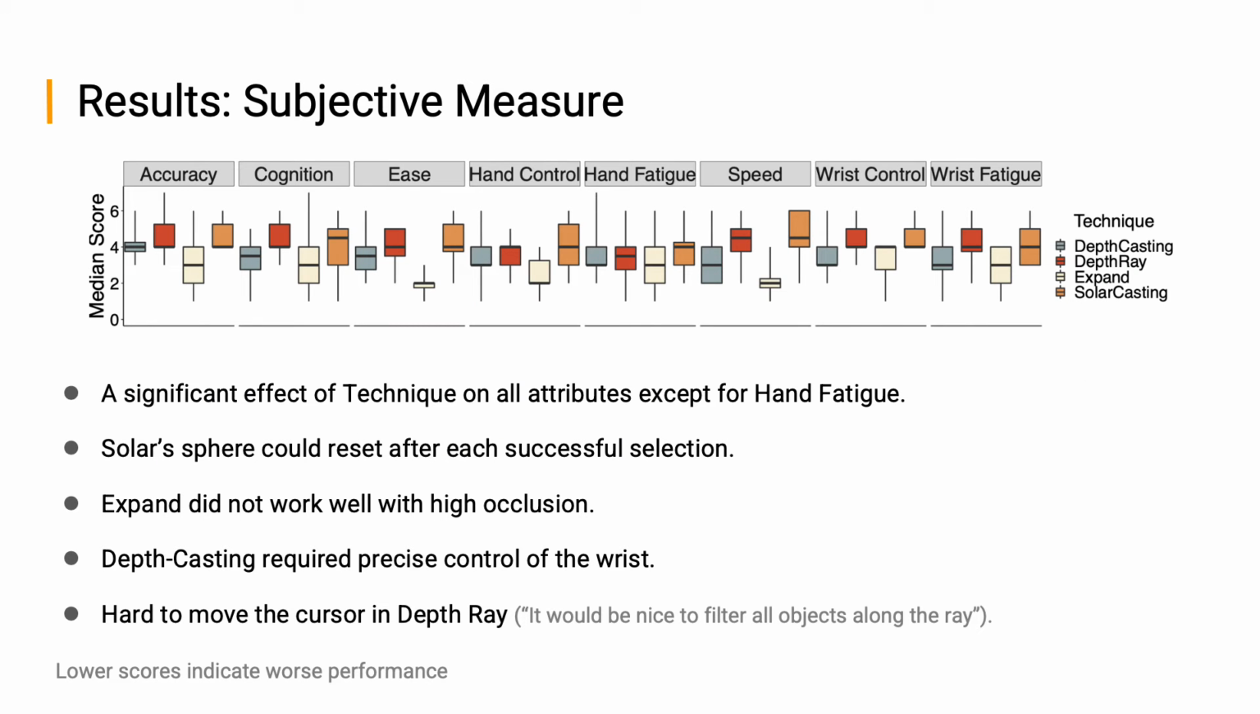Lastly, when we looked at the subjective measure, we found a significant effect of technique on all attributes except for hand fatigue. Participants found solar casting significantly easier and faster to use, and had better accuracy, hand, and wrist control than expand. They also reported that solar spheres should reset after each successful selection, and expand did not work well with high occlusion because they had to try every cluster. They also reported that depth casting required precise control of the wrist, and it was hard to move the cursor in depth ray because it does not allow filtering objects along the ray.